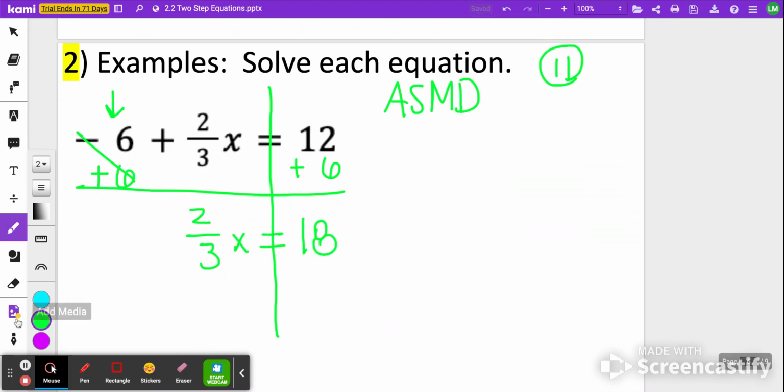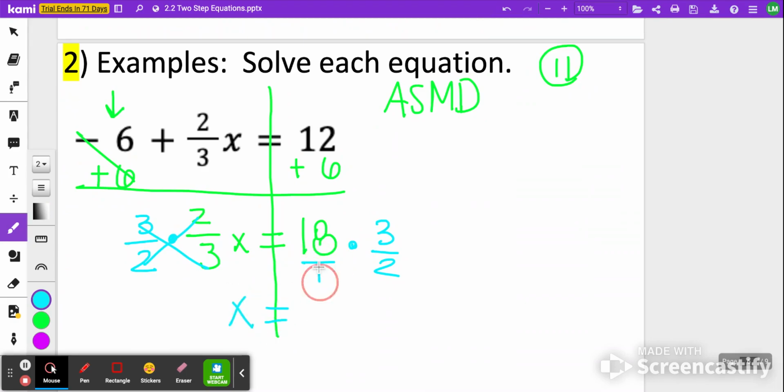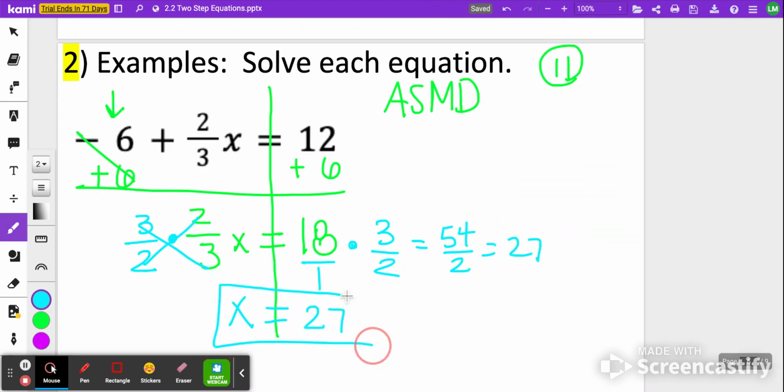Again, my final step will be multiplying or dividing, but the trick with fractions is I'm multiplying by its reciprocal to cancel it out. So I'm multiplying both sides by 3/2. 3/2 times 2/3 is just 6/6, which is equal to 1x. And then 18/1 times 3/2. I first do 18 times 3, and I would get 54. And 1 times 2, I get 2. Again, 54 can be divided by 2, and we get 27, so x is equal to 27.